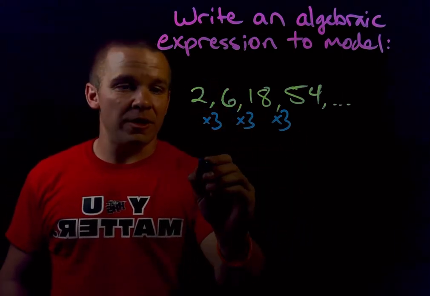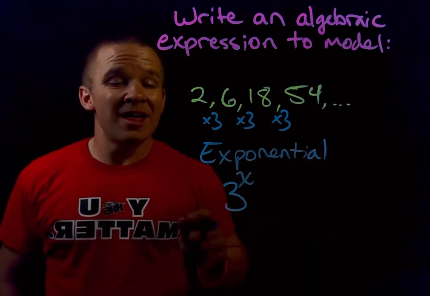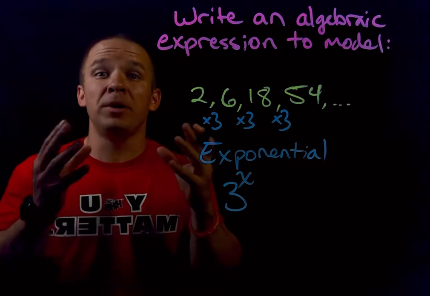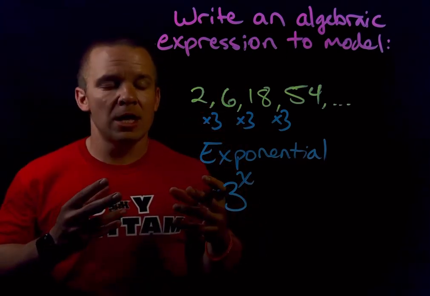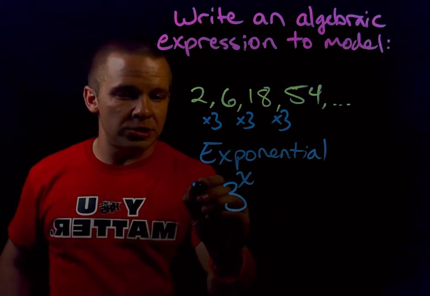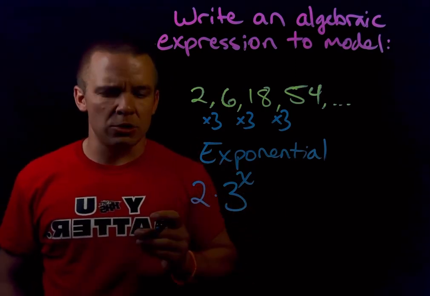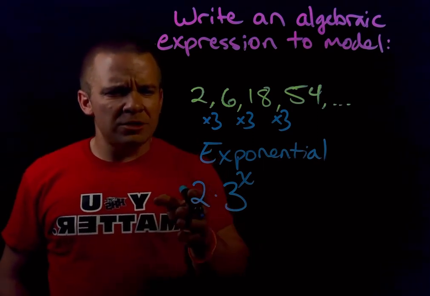So what I'm going to have here is 3 to some power. That's going to be my starting point as I try to build this expression. Now, my first number is 2, so generally speaking, we're going to throw a 2 out in front here. Not always, but generally speaking, with some of these easier ones. Now, I have 2 times 3 to the x.